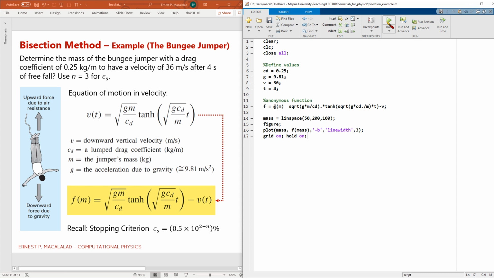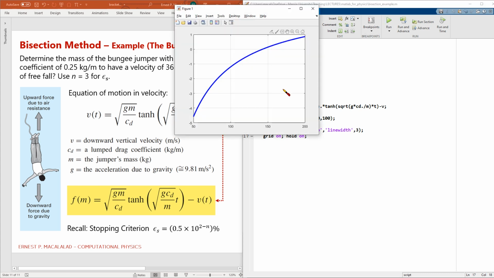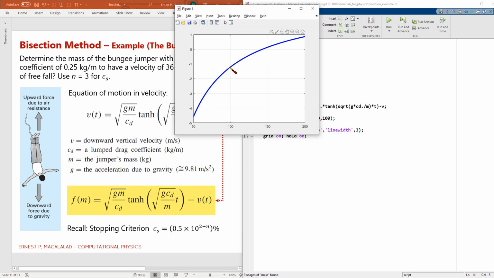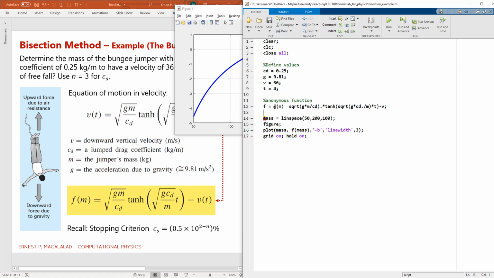So let's run, and this is our graph. You will notice that our graph increases as mass increases. So that means the graph will cross the horizontal axis at around this point. The beauty of MATLAB is that if you set this number of masses and then you plot it with this anonymous function, we can actually identify the values in each of the points based on the defined array named mass.